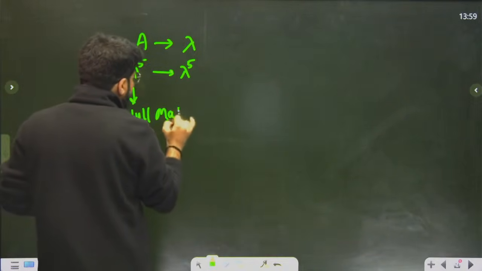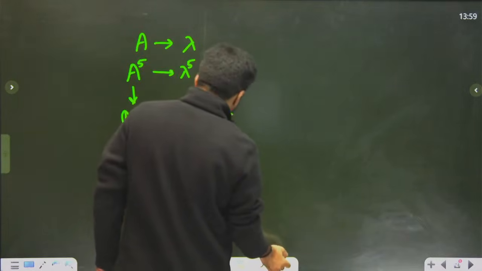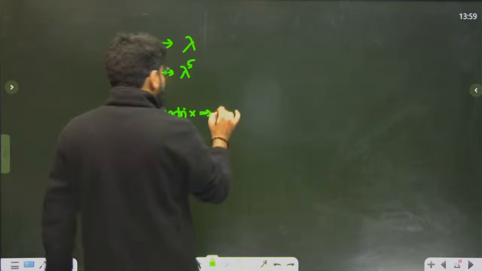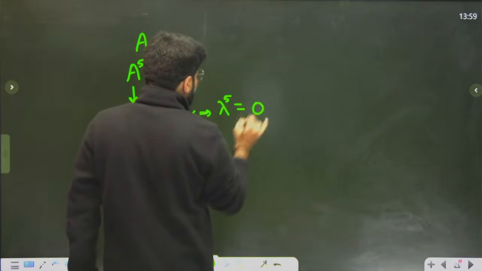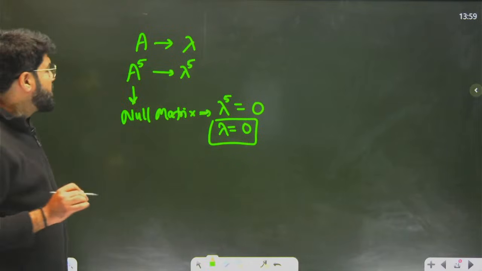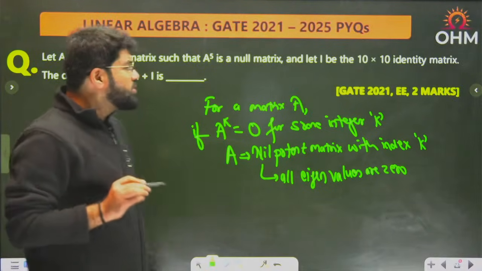Now, what are the eigenvalues of a null matrix? For a null matrix, everything is 0, so all eigenvalues are 0. That means lambda power 5 must be 0. So that clearly tells lambda must be 0. This is what I wanted to tell. So, for any nilpotent matrix, all eigenvalues are 0.